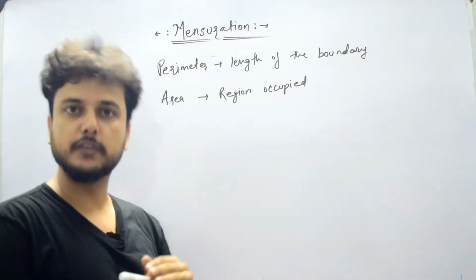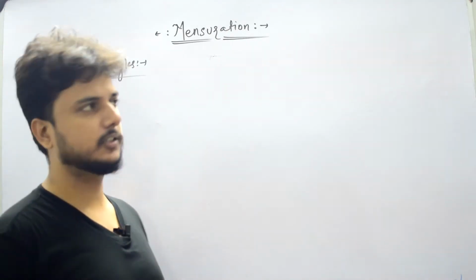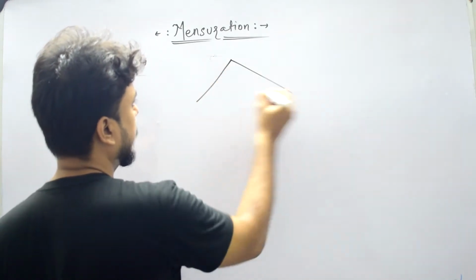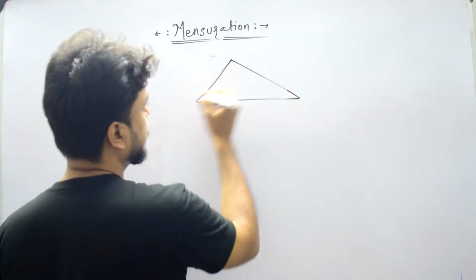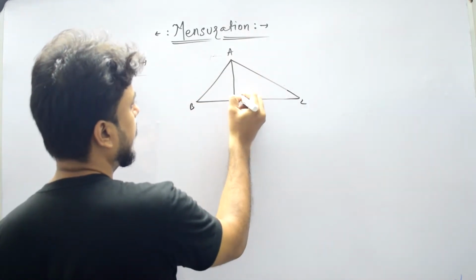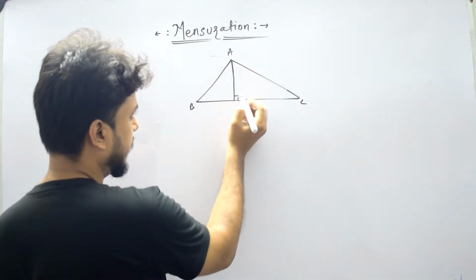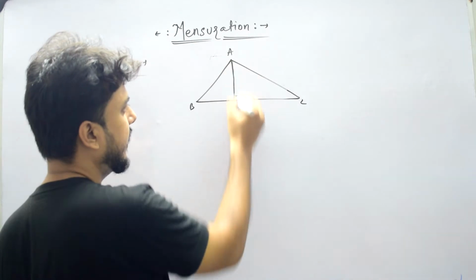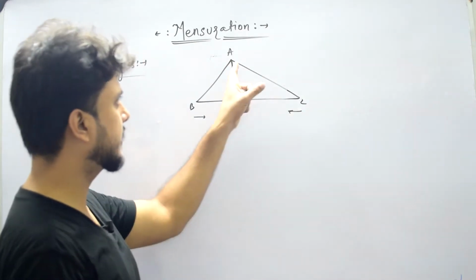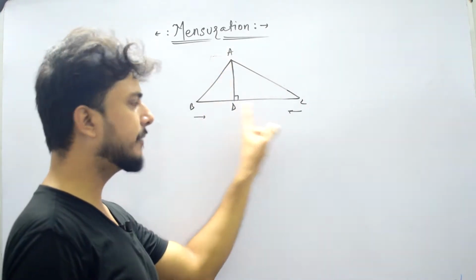Now first we will discuss triangles. The first type of triangle we will discuss is one which has a height. Suppose a triangle ABC is given and its height is given. Name the height AD. If AD is the height, then we take BC as the base. Basically, whichever side the perpendicular falls on becomes the base.